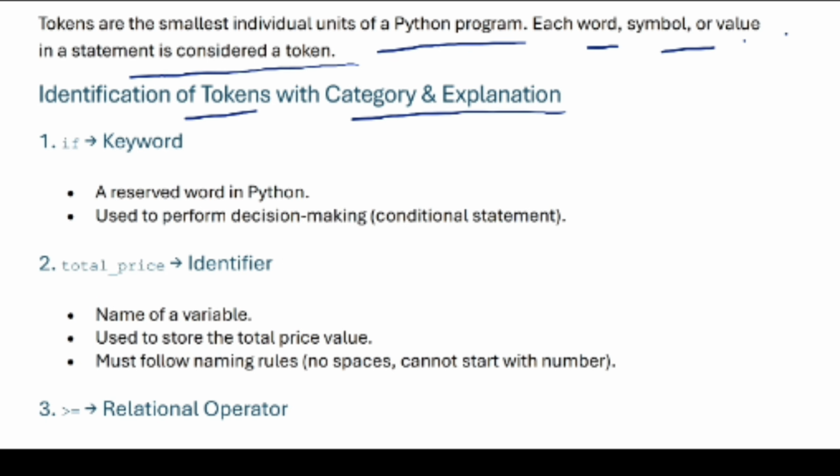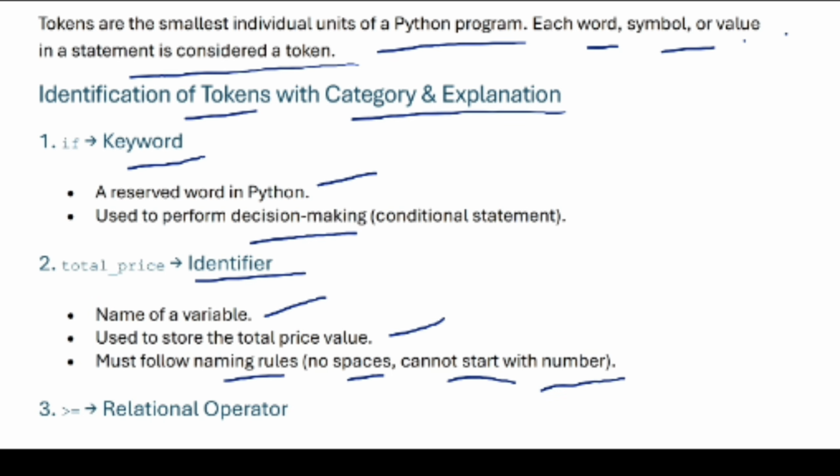Okay. So here we have used "if", which is a keyword. It is a reserved word in Python, used to perform decision making on the condition of the statement. The next one is total_price, which is given in the program. total_price is an identifier. The identifier is used to name a variable that stores the total price value, and it must follow naming rules: no space, and it cannot start with a number.